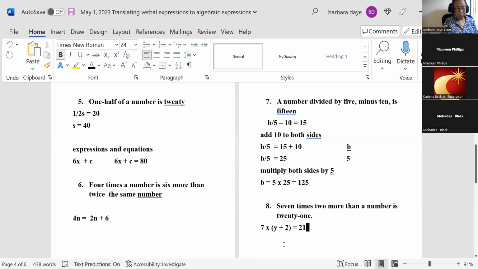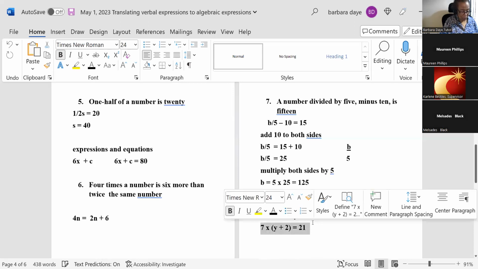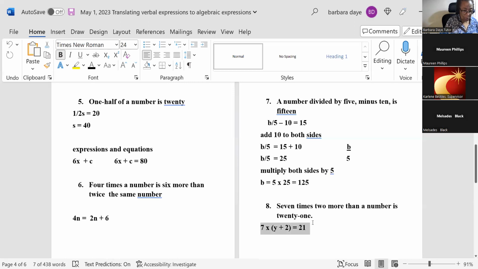So that means what is going to multiply what in parentheses? Well, 7 times the y and 7 times the 2. That's why I'm saying you didn't really need the x. You could have just put it in front of the parentheses, but it's okay. It's not incorrect, but if you did it like this, it's a little clearer. You just take the x out because remember, parentheses mean multiplication.